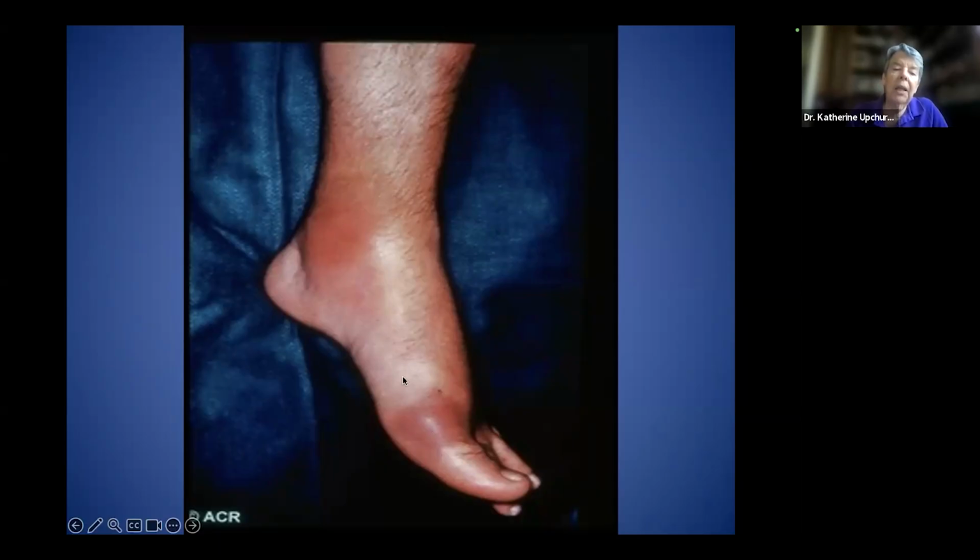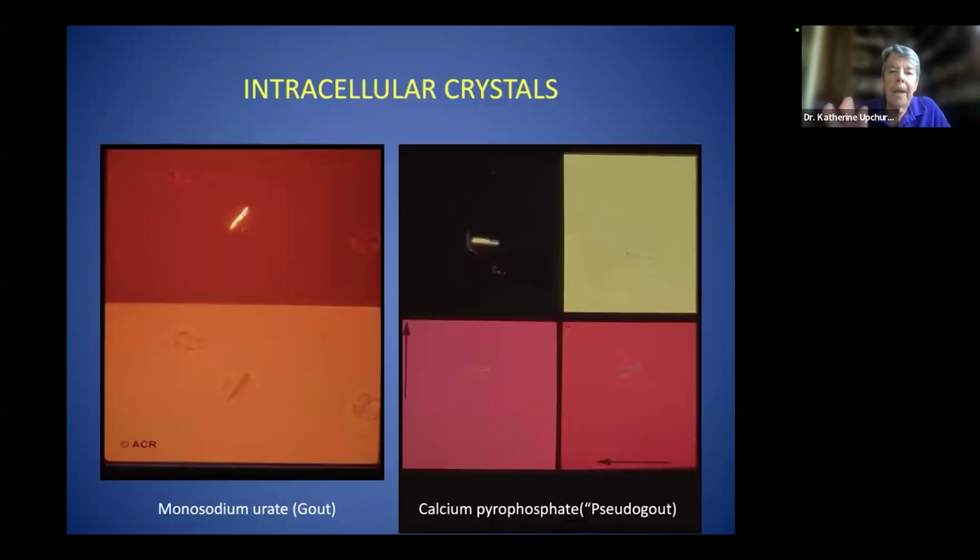And you can actually take a needle and stick it into the MTP joint, pull a little bit of fluid out. Sometimes you'll get into a tophus, which is a subcutaneous collection of fluid, and it'll be like white toothpaste that kind of oozes out from the joint. It's kind of gross. Now, the crystals have particular characteristics. This is a white blood cell here in the background. And here's a very brightly refractile crystal.